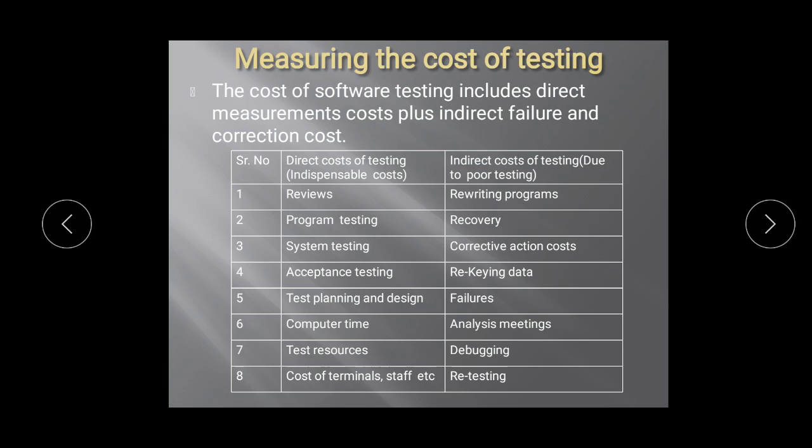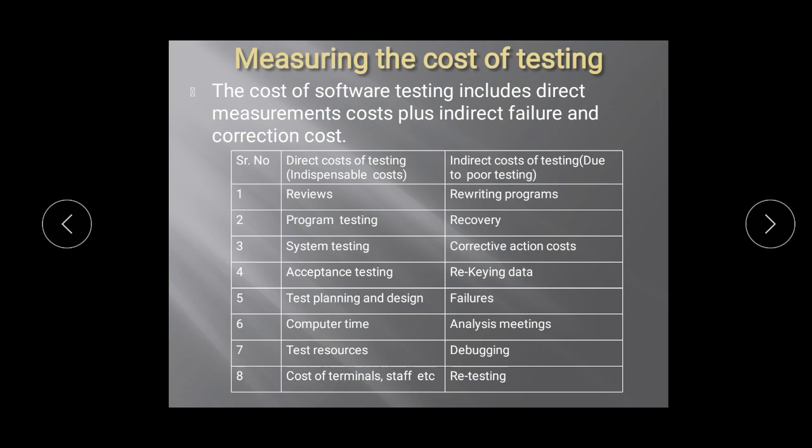First one is reviews and rewriting the program. Because we are writing the reviews, there are some problems coming from the other side, that is rewrite; we have to write those reviews again. Program testing: the program can be recovered because there is some error in the code itself.